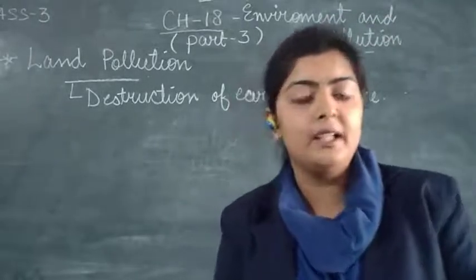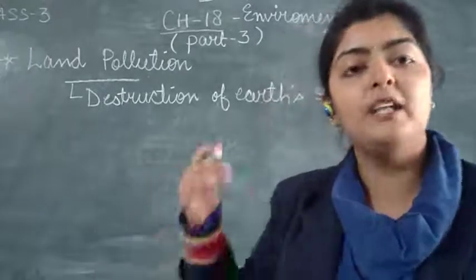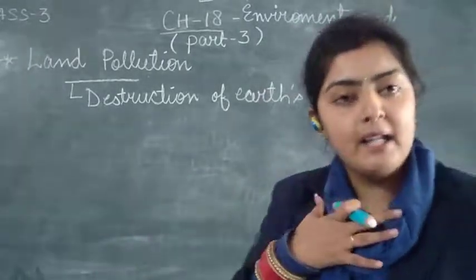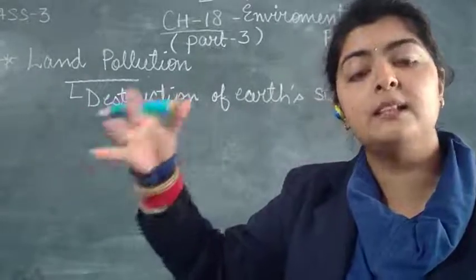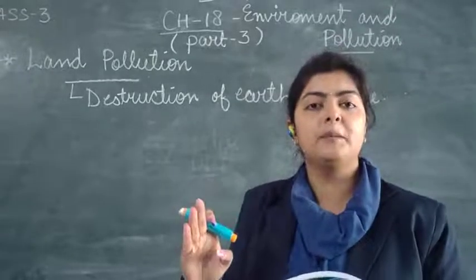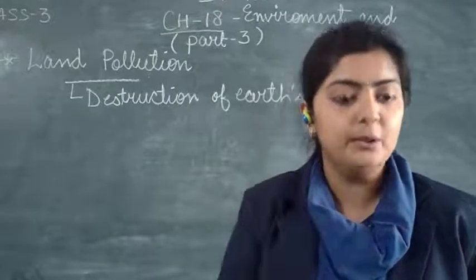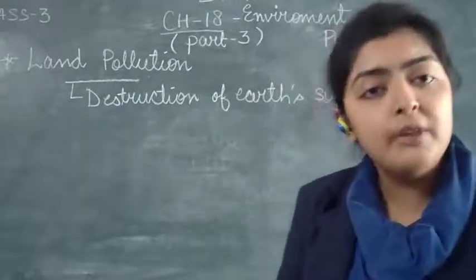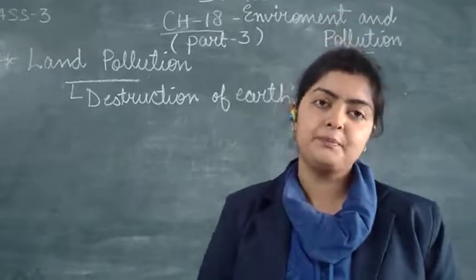Other than that, the destruction of land takes place by deforestation, and by us throwing the waste on lands like this only. We are not using covered dustbins or anything. We are just throwing it like this only. That is causing land pollution. Now, what are the effects of land pollution? How does land pollution affect us?